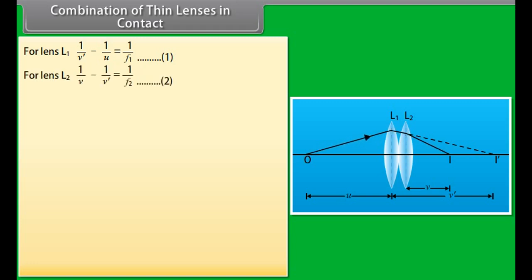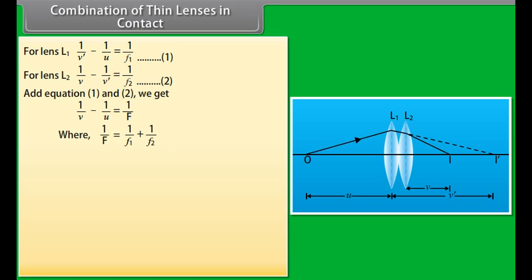For lens 2, 1/v minus 1/v' is equal to 1/f2, name it as equation 2. Add equations 1 and 2 and we get 1/v minus 1/u is equal to 1/f, where 1/f is equal to 1/f1 plus 1/f2.